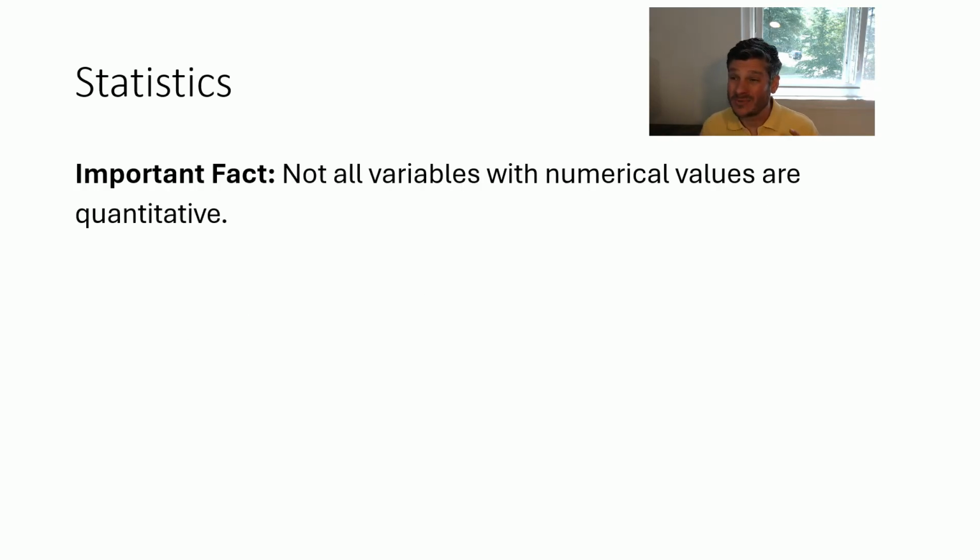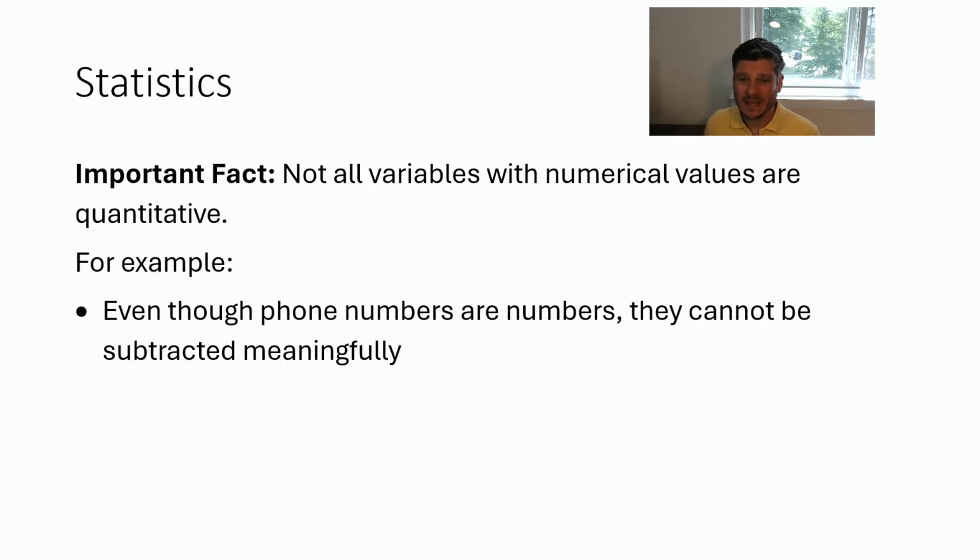Now, it is really important that we keep in mind that not all variables that have numbers in them are actually quantitative. So for example, phone numbers are obviously numbers, right? It's a bunch of numbers together, but if I subtracted my phone number from your phone number, that's not telling me anything meaningful. I can't subtract phone numbers and actually get something that's useful, which means even though it is a phone number, it is not going to be a numerical variable. Your phone number would be a qualitative or categorical variable.